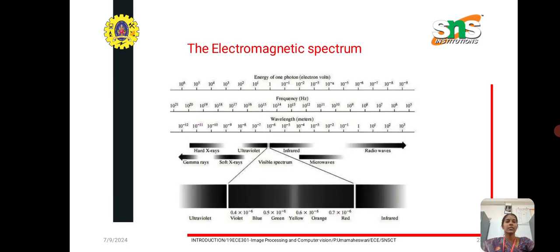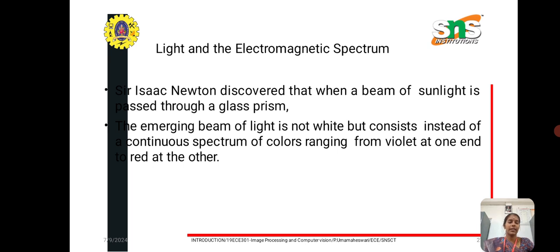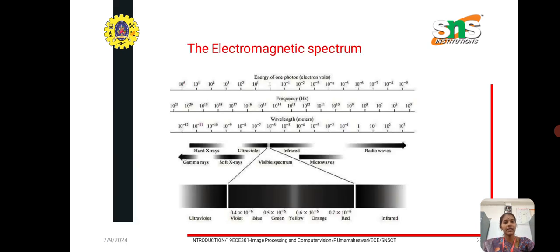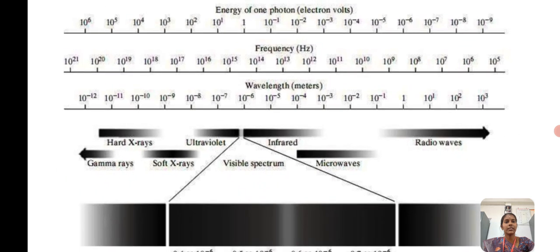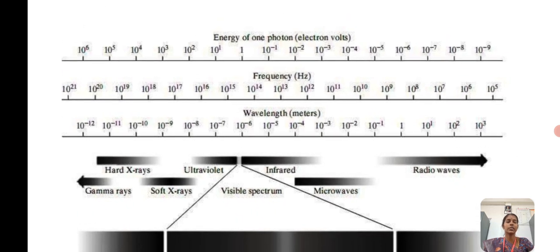The electromagnetic spectrum, this has been seen right from the school days. When light travels through the spectrum, the energy of one photon is measured in electron volts. It varies from 10 to the power of 6 to 10 to the power of 9. The frequency is denoted in hertz, from 10 to the power of 21 down to 10 to the power of 5, and the wavelength in meters is from 10 to the power of minus 2 to 10 to the power of 3.